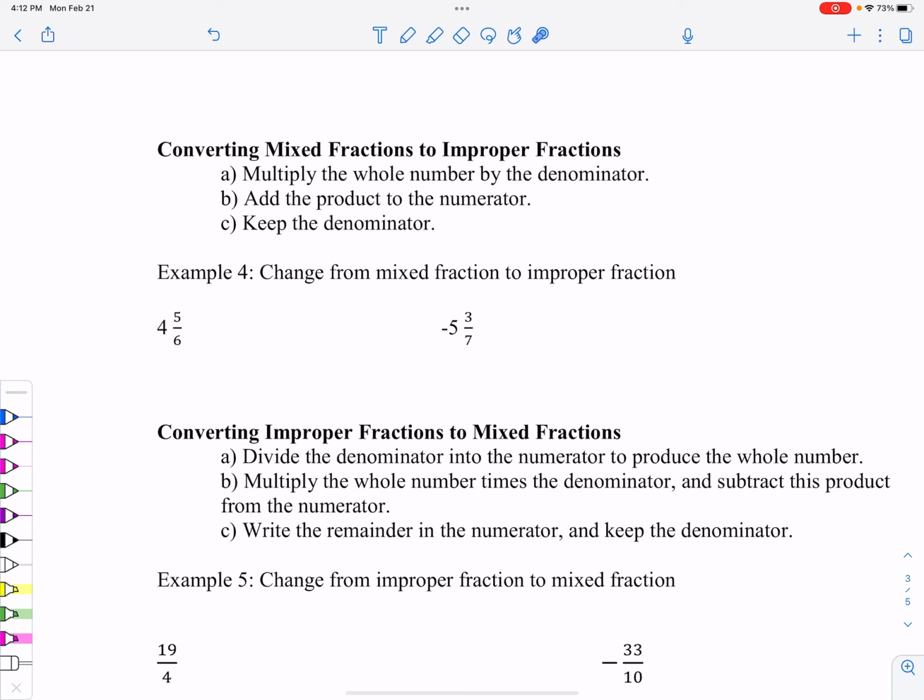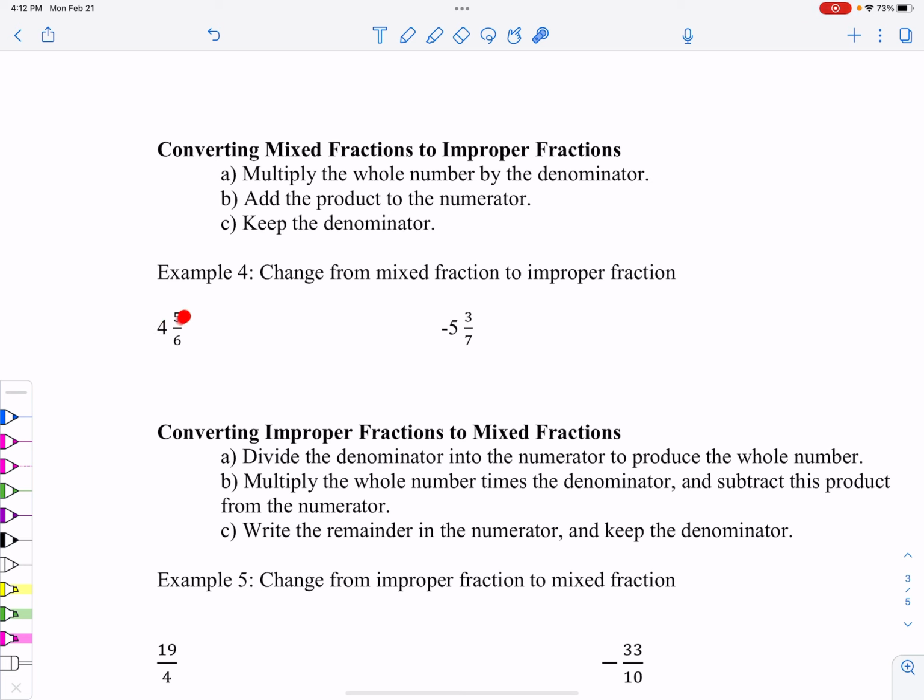So we have 3 steps. So here's our mixed fraction. We're going to multiply the whole number. So the whole number is this number out in front here. We're going to multiply by the denominator of the fraction. So it means we're going to multiply these two together. Then we're going to add that to the numerator.